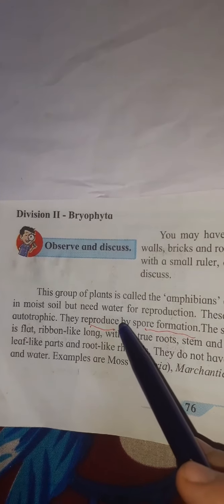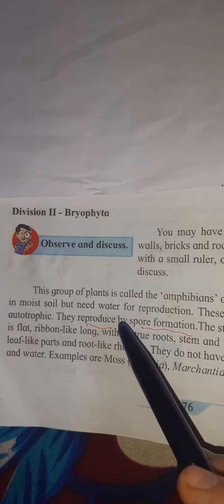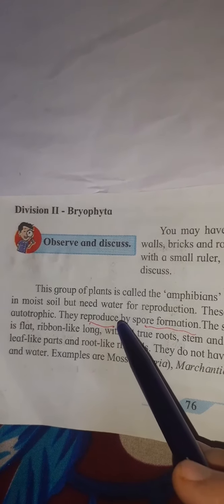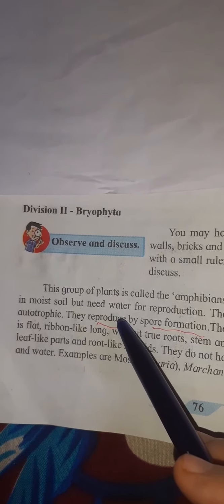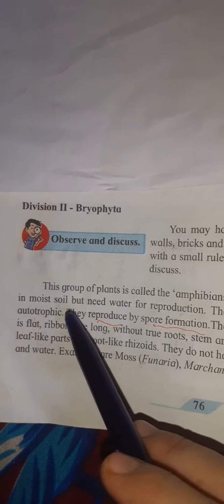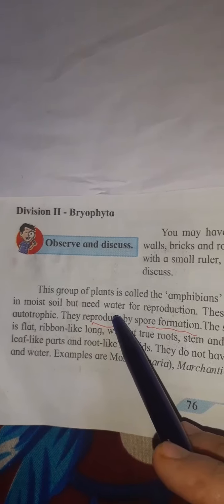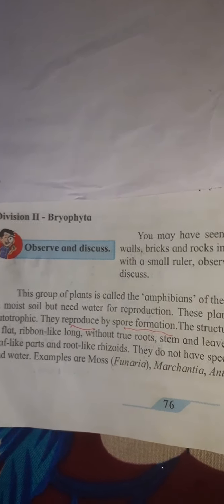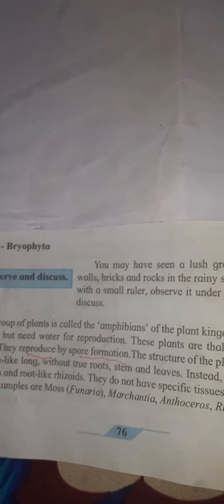They will grow in soil, but when they have to reproduce, they need water. So throughout their lifetime, while growing, they need soil as well as water. So they are called amphibian plants, Bryophyta plants. We will see the structure of these plants.